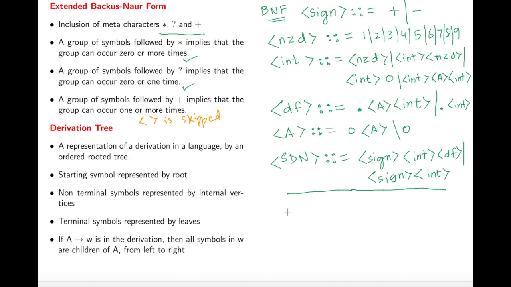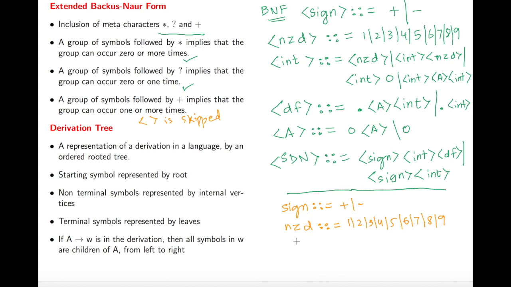Okay. So then for sign, I will just say the same thing, plus and minus. Then for non-zero digit, I just have to say again 1, 2, 3, 4, 5, 6, 7, 8, and 9.